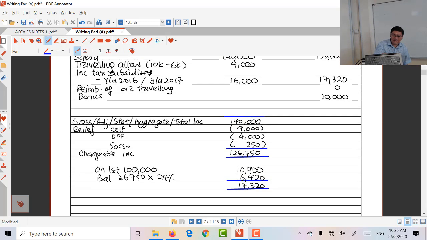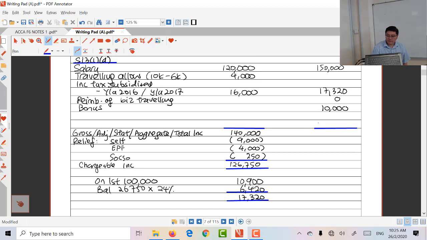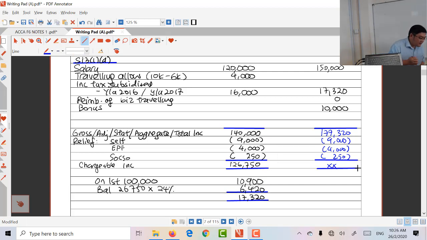Okay, so what is my gross? $177,320. Now, then you have the same amount of tax relief, $250,000. Then you have your chargeable. Can I just leave you with the taxes? Just work it out yourself, okay? All right, now, so I hope you understand how we deal with subsidized taxes. So that's to do with subsidized taxes.